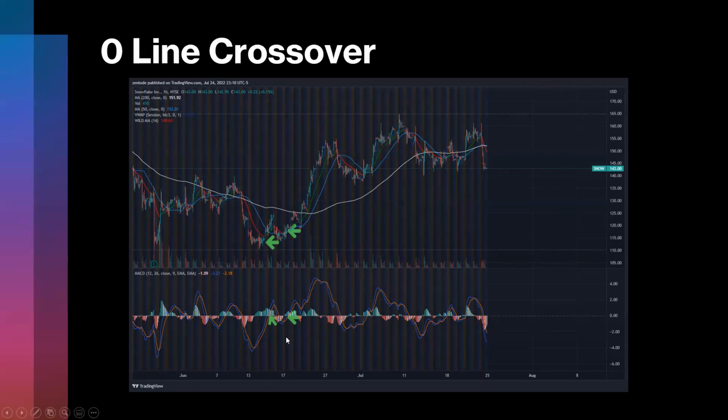So this is the 0 line crossover. All we care about is the lines crossing the midline. Okay, that's what we're talking about here.